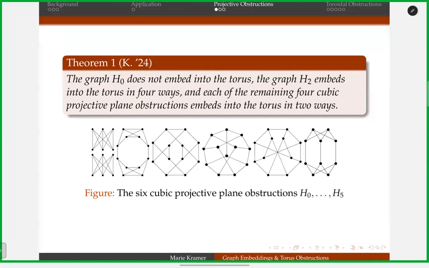Okay, so one thing I looked at was if I take a cubic projective plane obstruction and I want to embed it into the torus, how many different ways is that possible? Similar to when people studied how many ways K33 can embed into RP2. What we found is that these graphs are H0 through H5, labeled from left to right. The graph H0 does not embed into the torus. The graph H2, which is this one, embeds into the torus in exactly 4 ways. And each of the remaining 4 graphs embeds in the torus in exactly 2 ways. Again, all of this is up to that notion of equivalence of homeomorphisms of the surface.